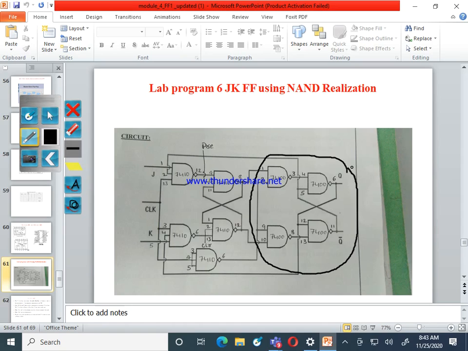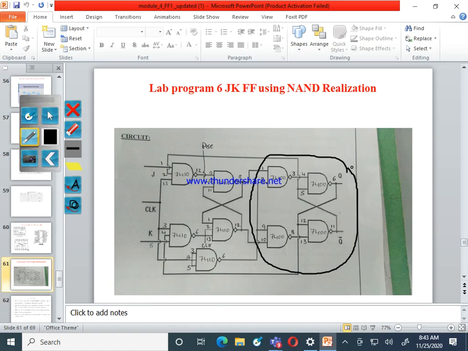What IC number do I want to take? I have to introduce it in the DELT simulator for their slot, or in the trainer kit. You can do the same thing in the trainer kit also. I will send a video for the trainer kit also. Then how to do it? You have to take the 7400 IC.